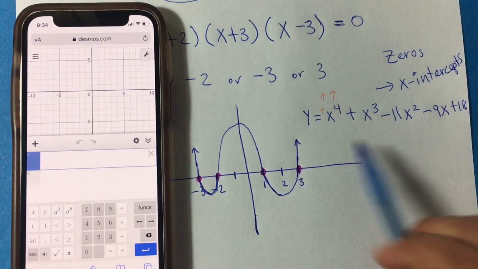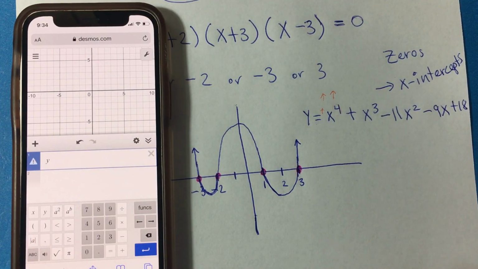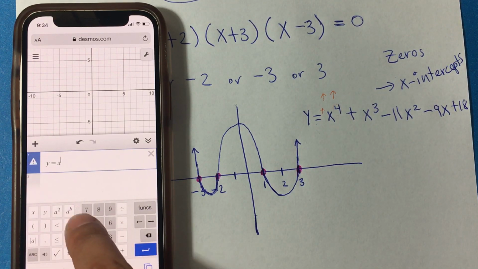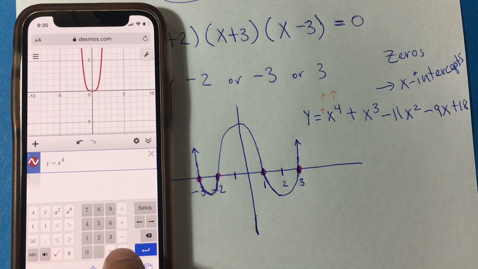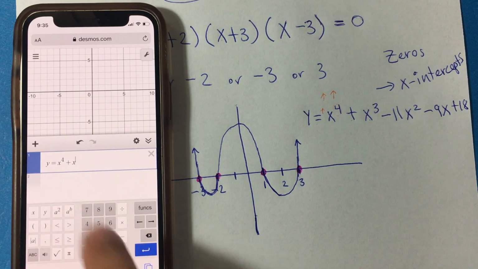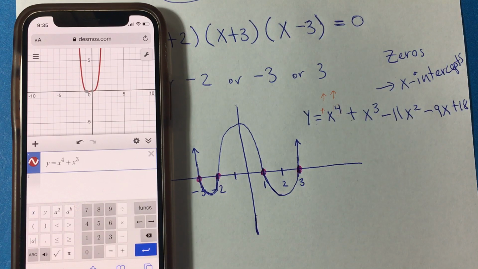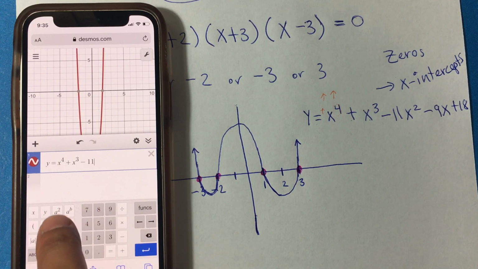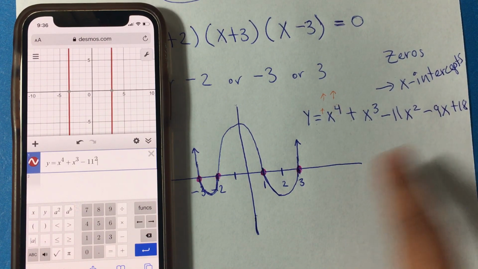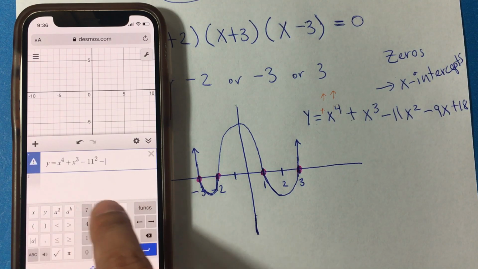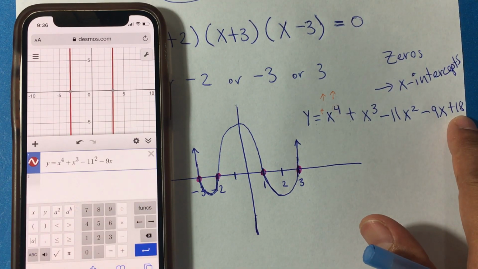and I'm going to graph y equals x to the 4th, so put x, a to the b power 4, bring it over, plus x cubed, plus x to the 3rd power, bring it over, minus 11x squared. You can just press the a to the 2nd power. And finally, negative 9x, and finally, plus 18.